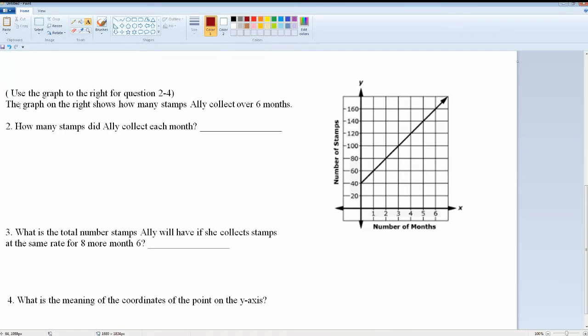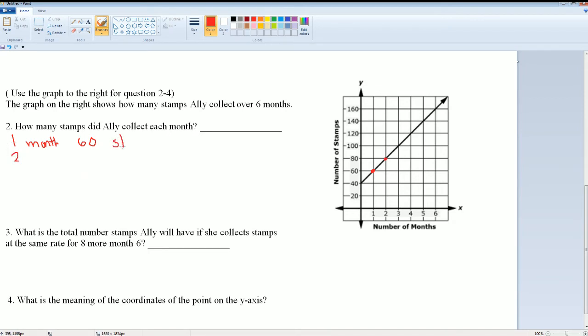Next, using the graph on the right, this shows Ali collecting stamps over 6 months. We see the month here on the x-axis and the number of stamps here on your y-axis. How many stamps did Ali collect each month? The first point here represents 1 month. The first month, she collected 60, so it looks like she got 60 in the first month.